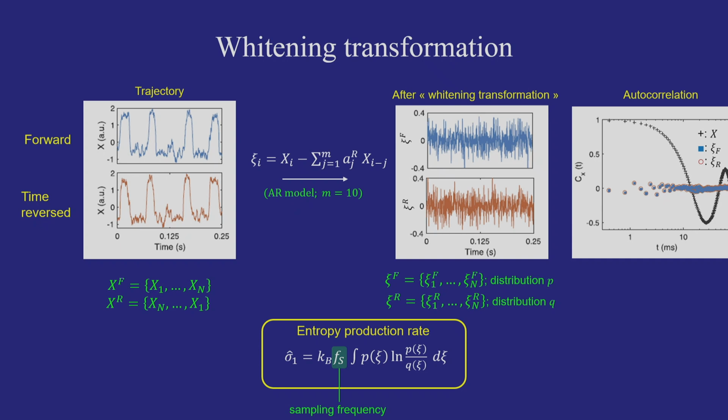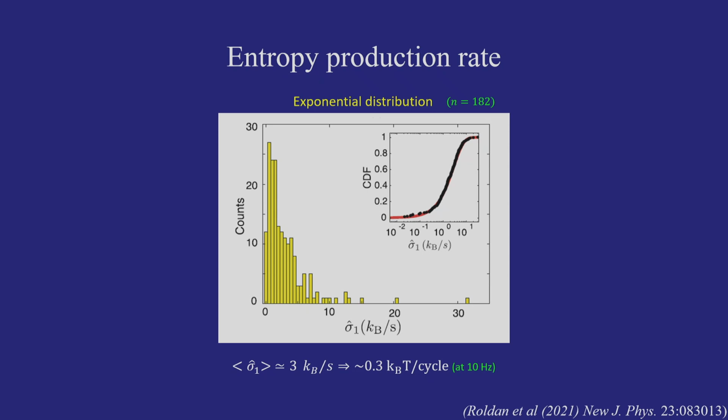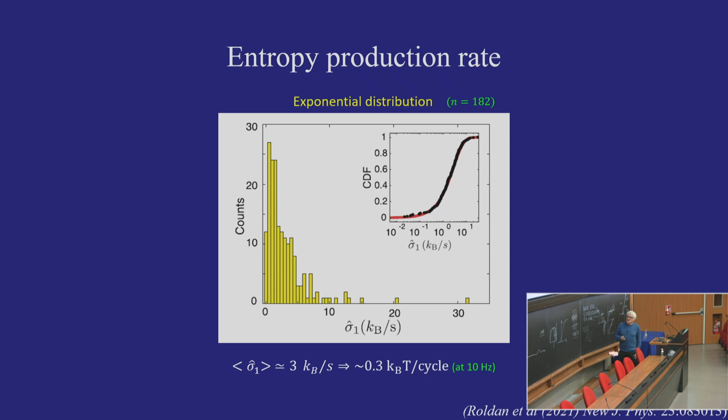So what do we get? We applied the method to a library of 182 oscillatory hair bundles and computed the estimate of entropy production rate, sigma 1, in kB per second, and you have here the distribution. Entropy production rate here could go up to 10 or 20 kB per second, but was on average about 3 kB per second. For a cell oscillating at 10 hertz, this corresponds to about 0.3 kBT per cycle.